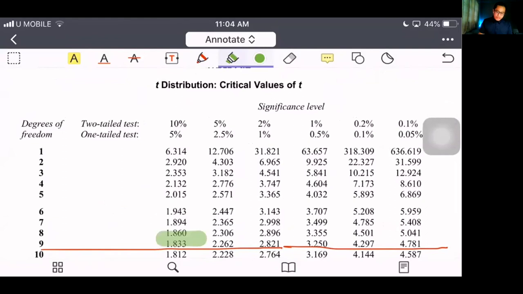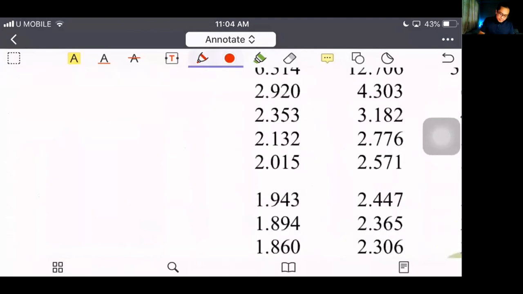The first one is 1.833. You get the idea. 1.833, nice. Then it is 2.821, which is the one from the question. And 0.1%, which is 99% acceptance, right? Almost everything. 4.297. Our number was 1.78. Again, our number, T0, 1.78. So I'm going to write it down.